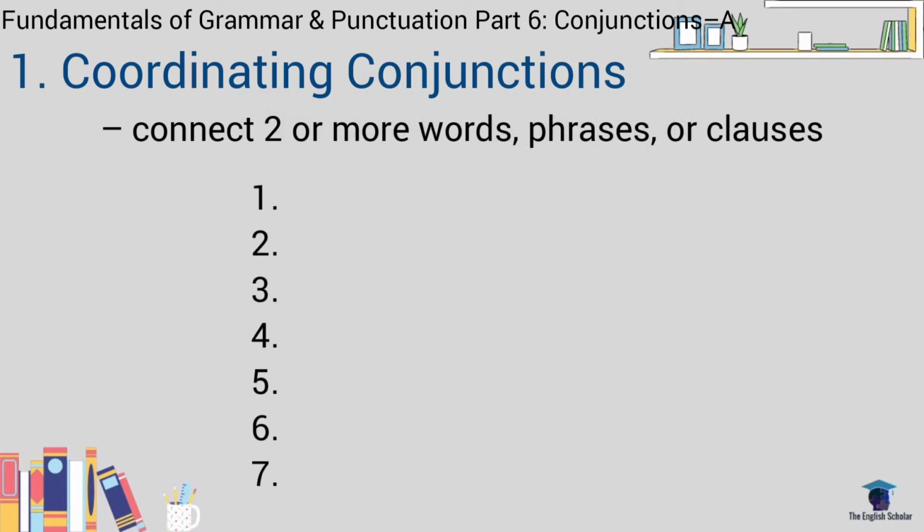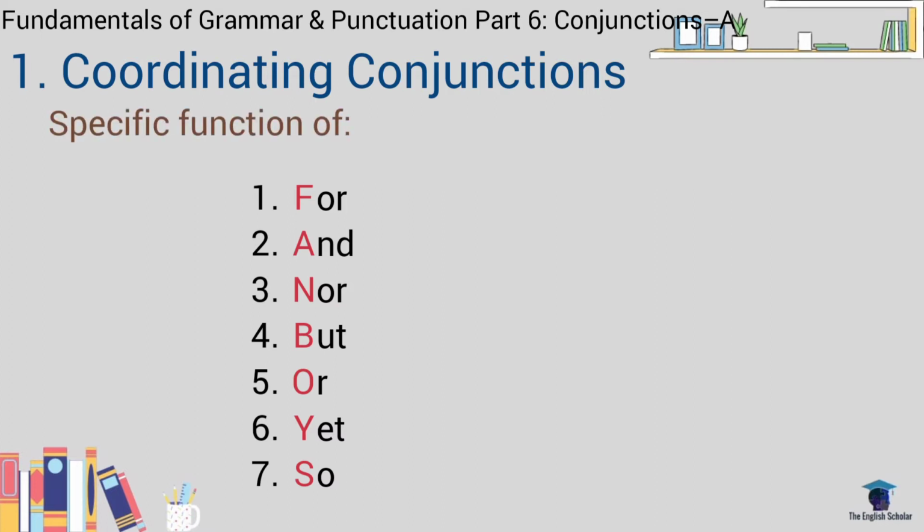We only have 7 coordinating conjunctions abbreviated into FANBOYS: for, and, nor, but, or, yet, and so. Let's discuss when should we use each one. And in a separate video, we'll discuss how we should use them too.